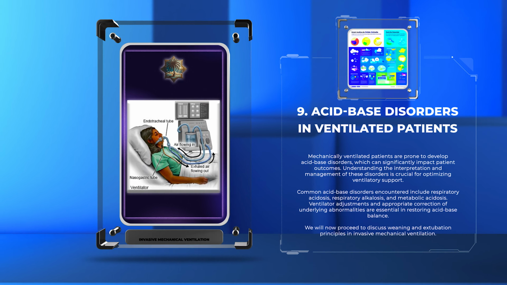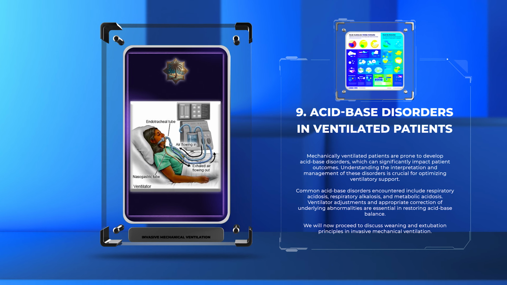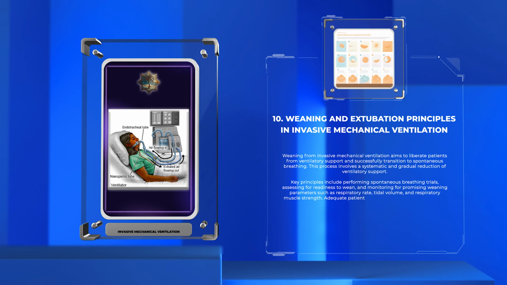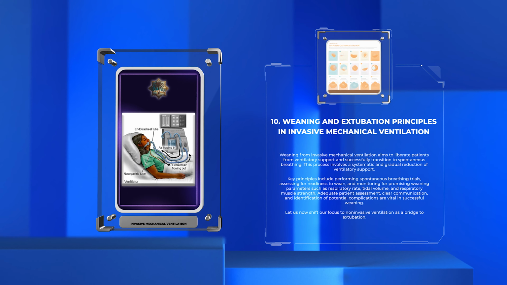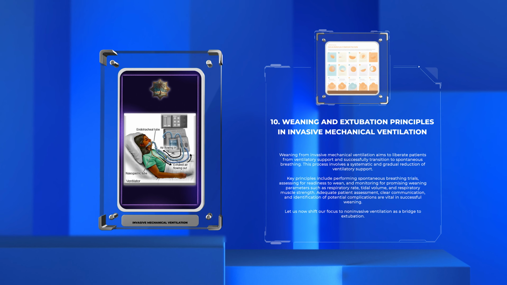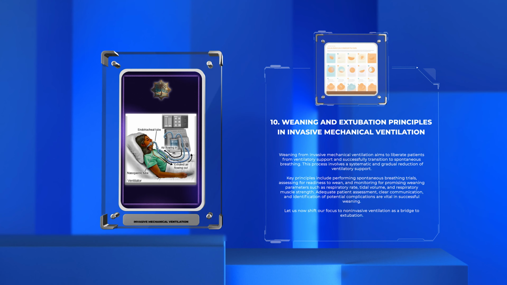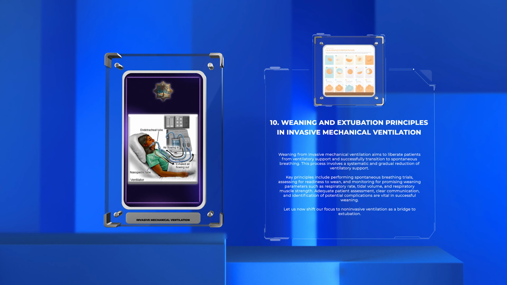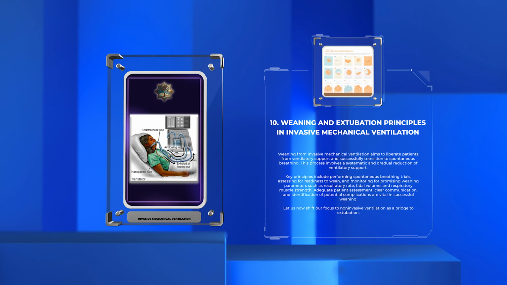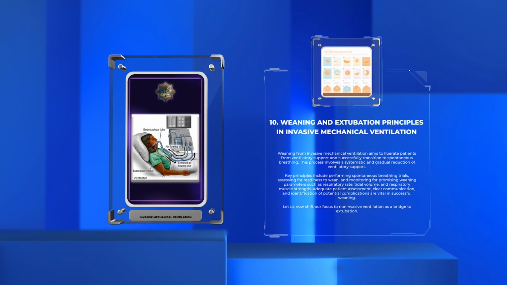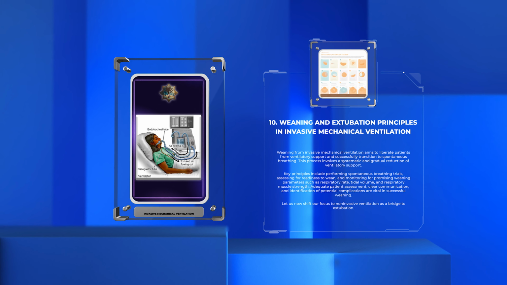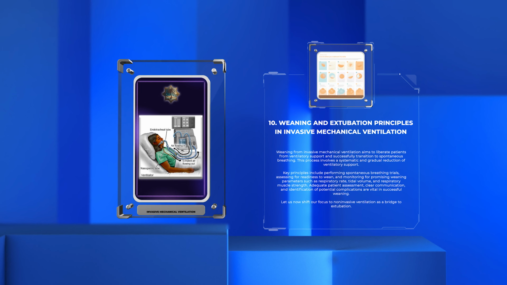We will now proceed to discuss weaning and extubation principles in invasive mechanical ventilation. Weaning from invasive mechanical ventilation aims to liberate patients from ventilatory support and successfully transition to spontaneous breathing. This process involves a systematic and gradual reduction of ventilatory support. Key principles include performing spontaneous breathing trials, assessing for readiness to wean, and monitoring for promising weaning parameters such as respiratory rate, tidal volume, and respiratory muscle strength. Adequate patient assessment, clear communication, and identification of potential complications are vital in successful weaning.